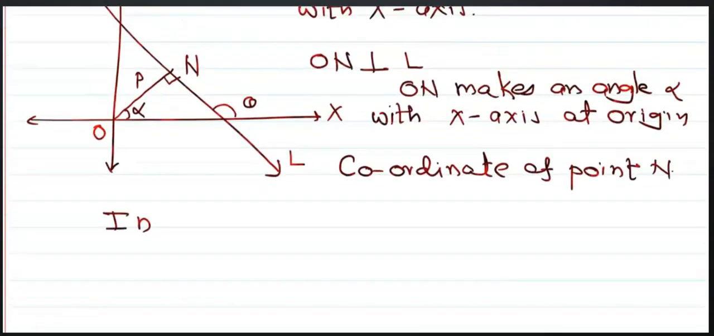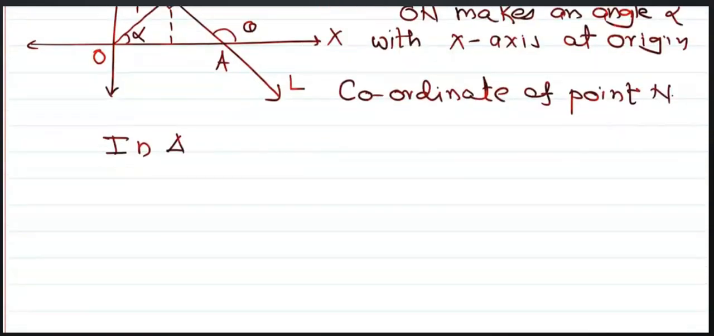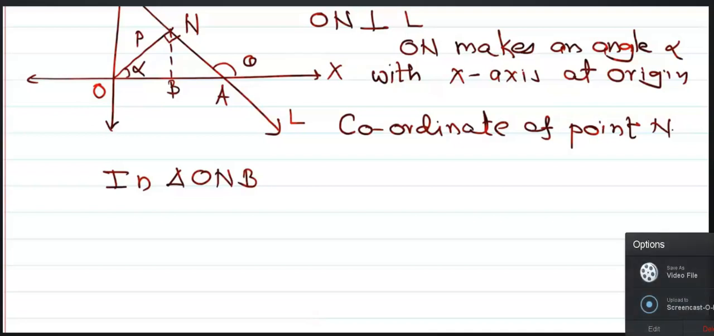Now we will find out the coordinates of this point N. And to find the coordinates, we'll draw the perpendicular from N on the x-axis. Now see this here. We draw this perpendicular, we get the triangle ONB. Now this is important. To find the coordinates of N, we'll apply trigonometry. Now OB is the x coordinate, this distance, and NB is the y coordinate. To find OB, we will apply the cosine ratio. To find the y coordinate, we will apply the sine ratio, because it is opposite side upon hypotenuse.